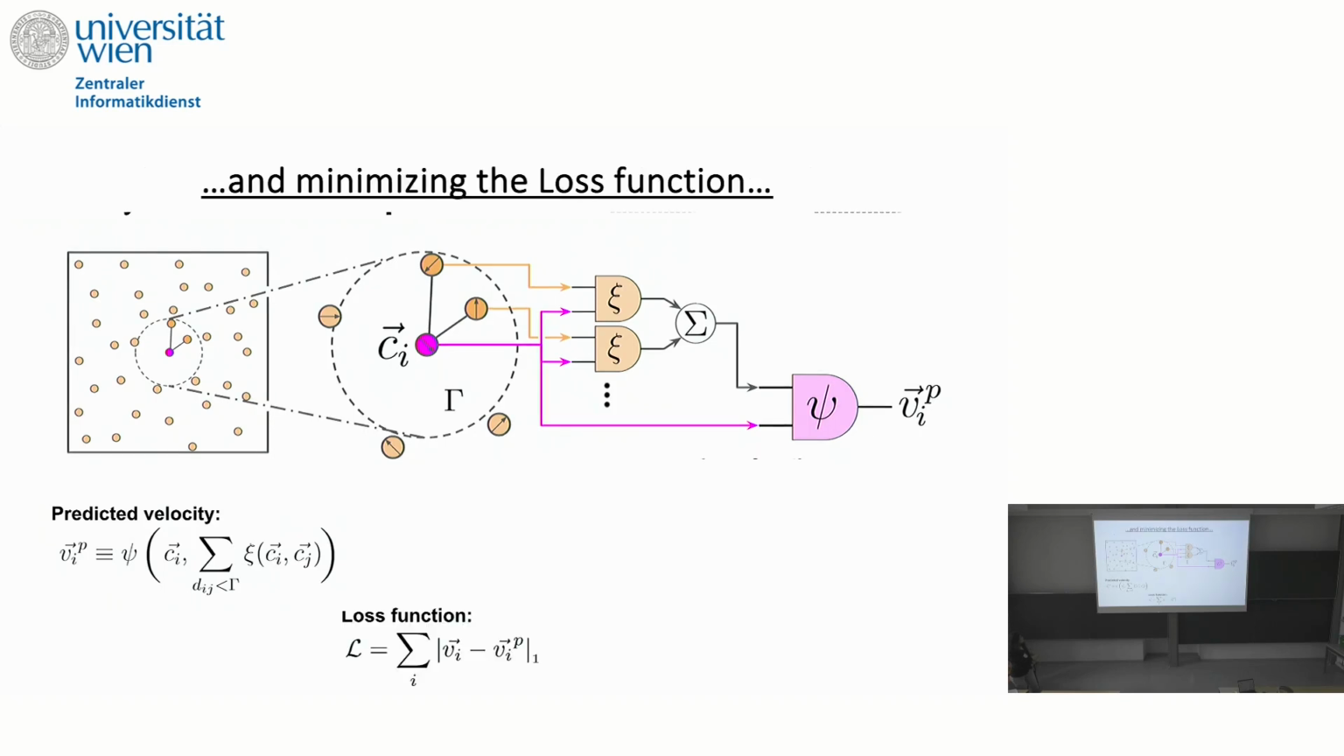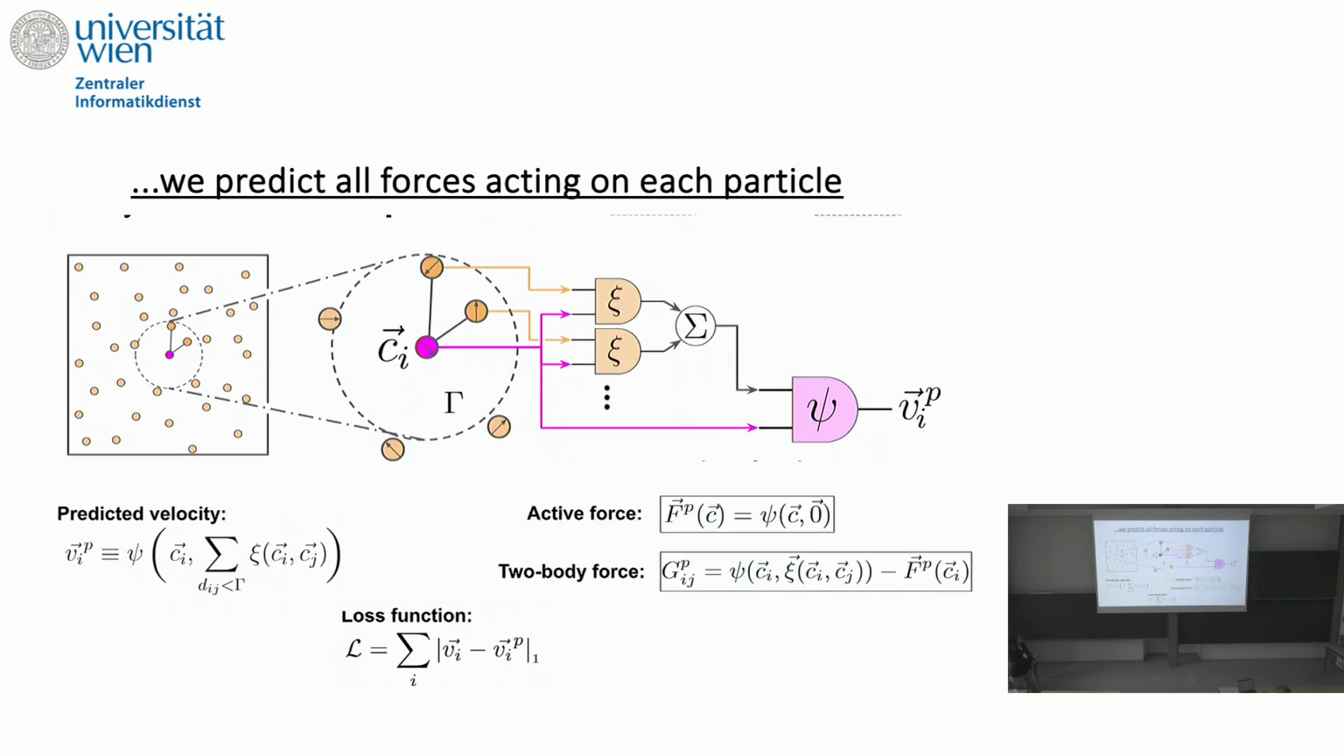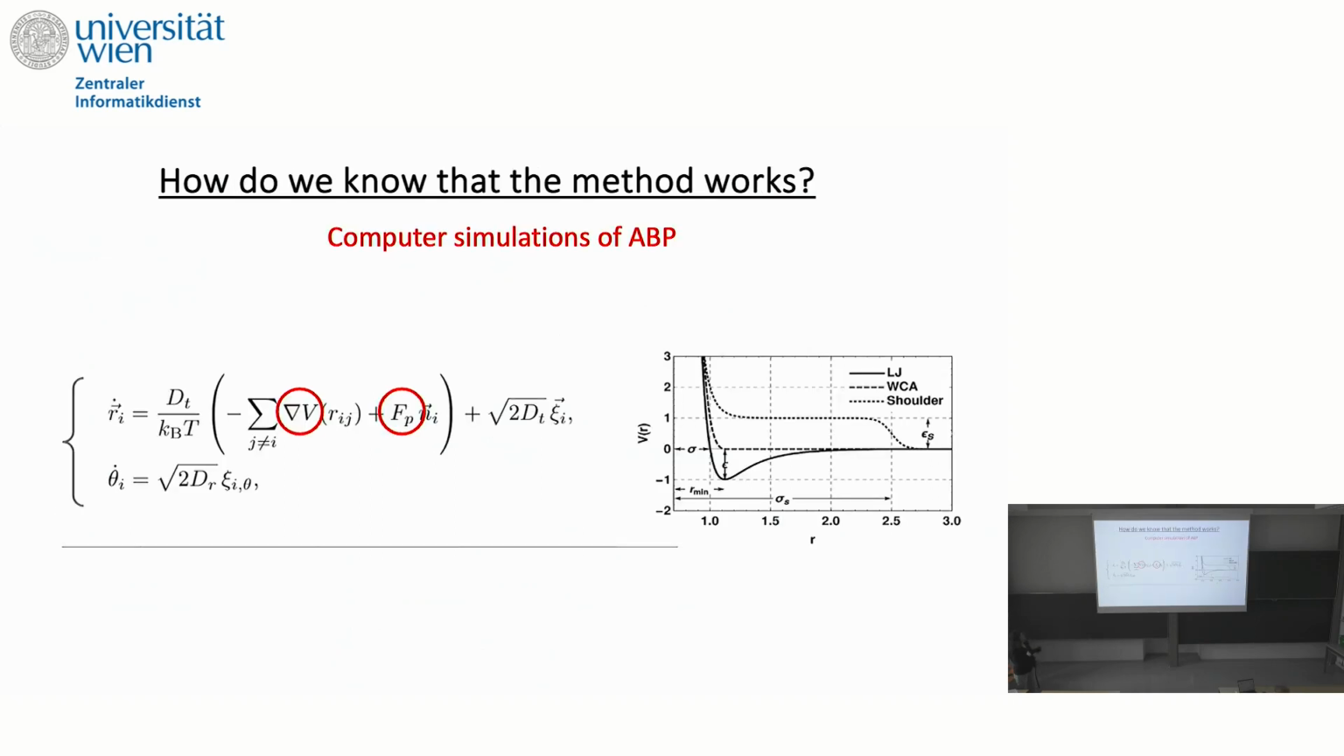Knowing the velocity, we minimize the loss function, computed as the L1 norm of the difference between the measured velocity and the predicted velocity. This allows us to compute not only the active force, which is computed from the node function setting the contribution from the edge function to 0, but also the two-body forces, as the node function minus the active force. I'm stressing the fact that we are computing forces, not potentials. That's the reason why we can use this method for an out-of-equilibrium system such as a suspension of active Brownian particles.